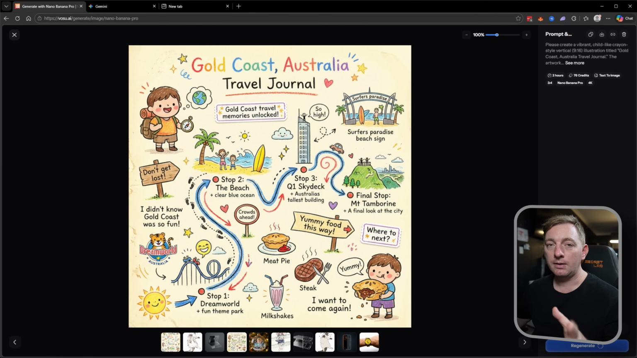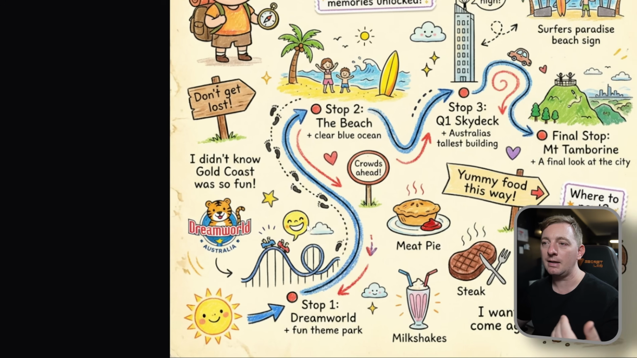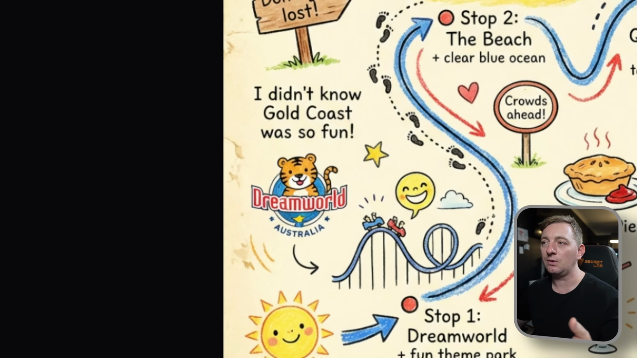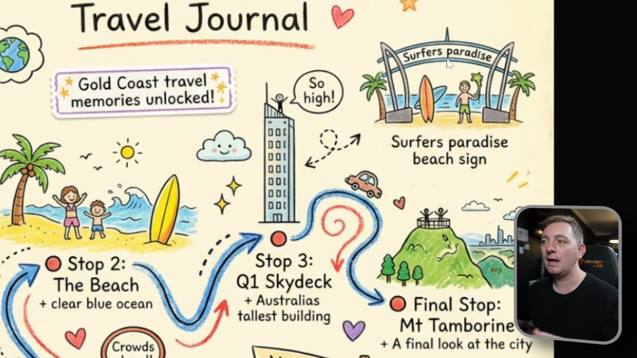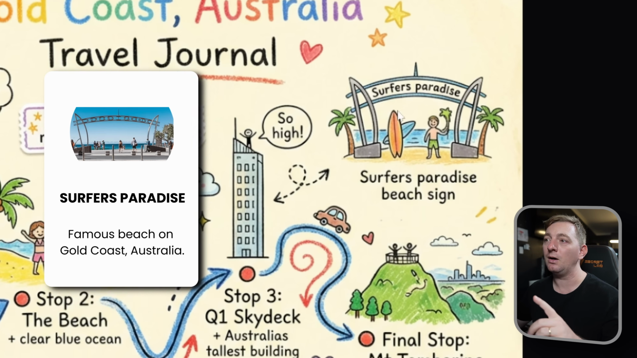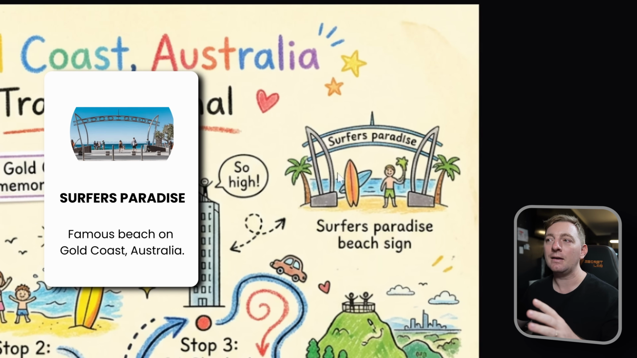Here's the result, and look how cool this is. It's actually gone out and looked for these landmarks and found references to them, because I didn't prompt what these look like. And I can tell you, being a local, this is pretty close to the Dreamworld logo. And if we go along to the Q1 building, it's very similar to this shape. So it knows what it's looking at. And then the Surfers Paradise sign, I'll have to put an image on screen of it as well, because it is just like that. And I didn't prompt that in any way. It's gone out and found that.